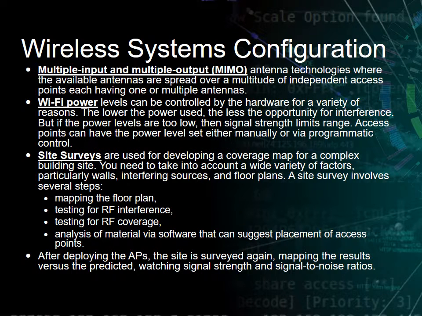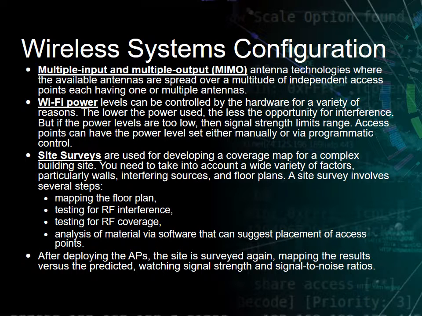So the book discusses MIMO, or multiple input and multiple output antenna technologies, where the available antennas are spread over a multitude of independent access points, each having one or multiple antennas. And you've probably seen some of these routers where they have 4 or 6 antennas hanging off of them. So that's the earlier implementation of it. And sometimes it's not necessarily them hanging off of one access point. They may have multiple antennas spread, like using the analogy of that hallway, they might have maybe 4 antennas spaced out along the length of the hallway that actually works with one access point.